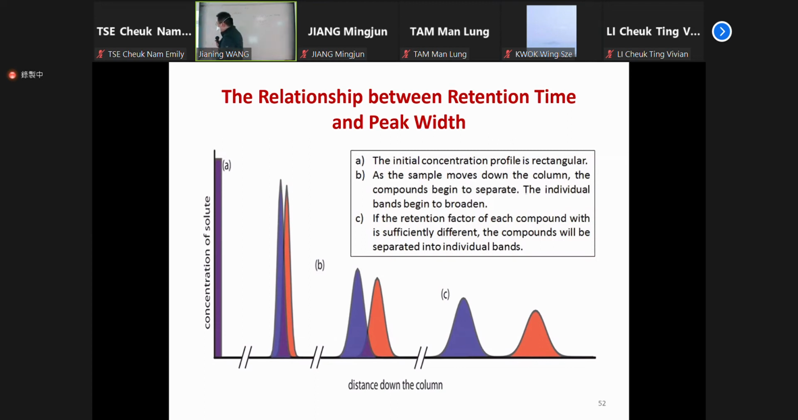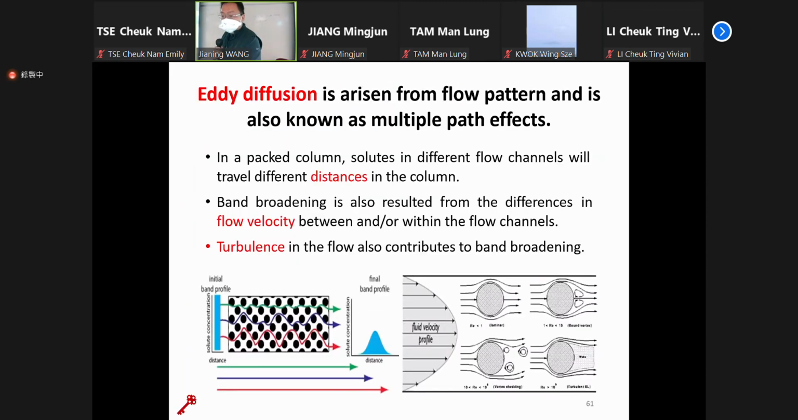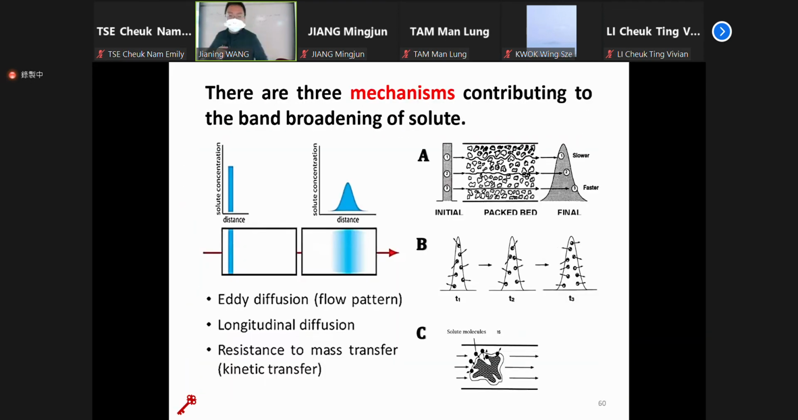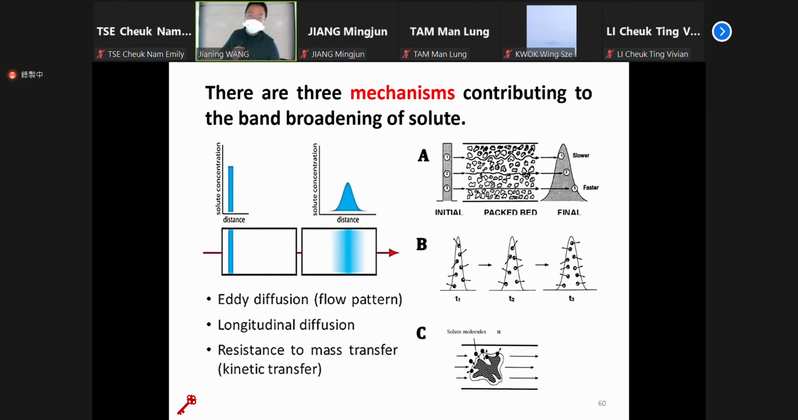So band broadening not only affects the separation power, it also reduces the sensitivity. So because it's unavoidable, and we want to control these side effects, we need to study the mechanism and find a way to develop better methods. So there are three main mechanisms contributing to the band broadening of solutes.